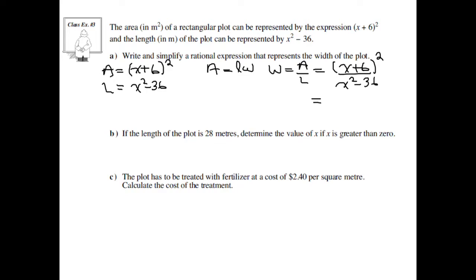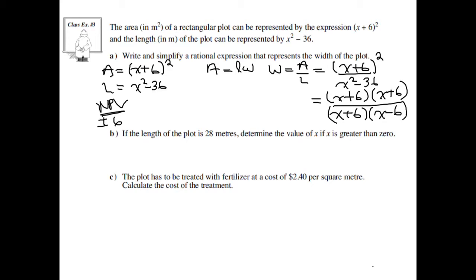So I want to write the numerator and the denominator in fully factored form. So I've got (x + 6) times (x + 6) all over (x + 6)(x - 6). Now, before I simplify, I need to identify my non-permissible values. So my non-permissible values in this case are plus or negative 6.